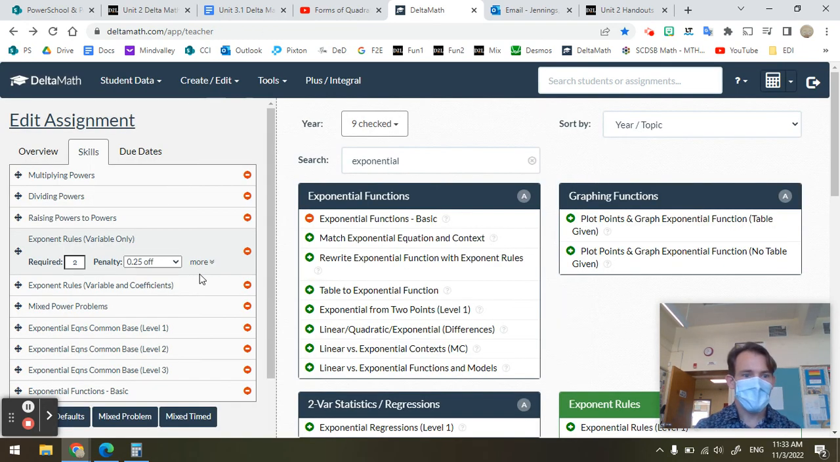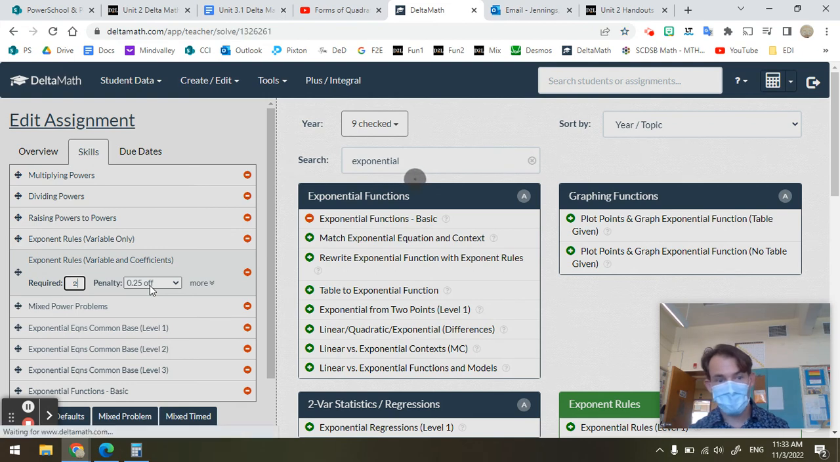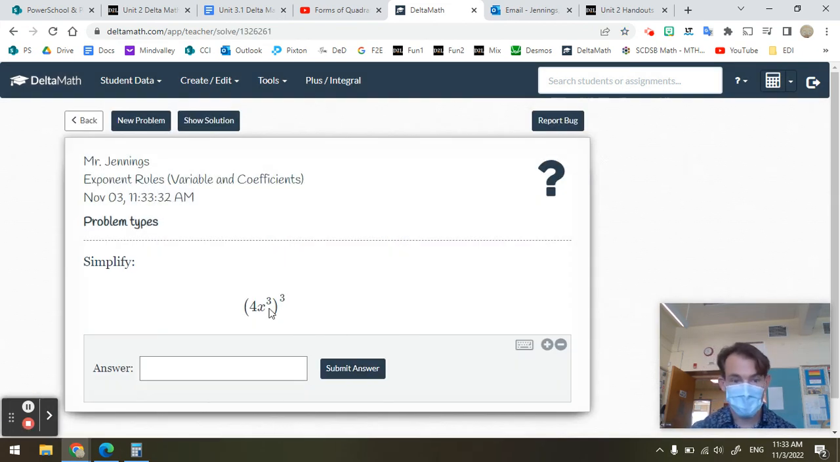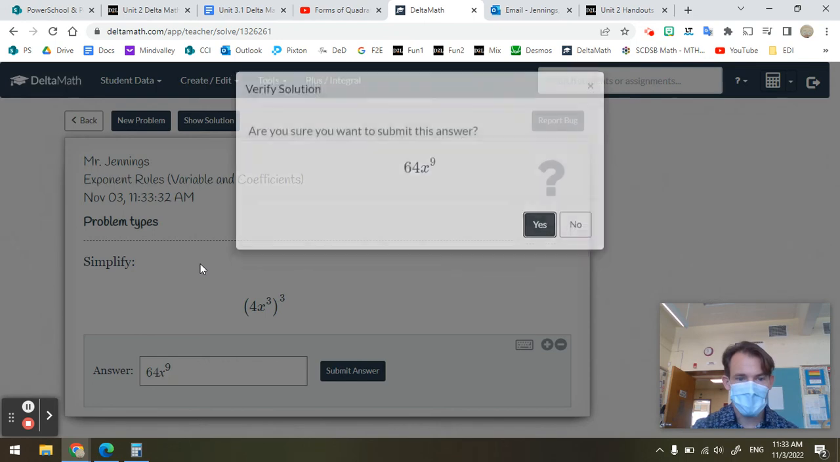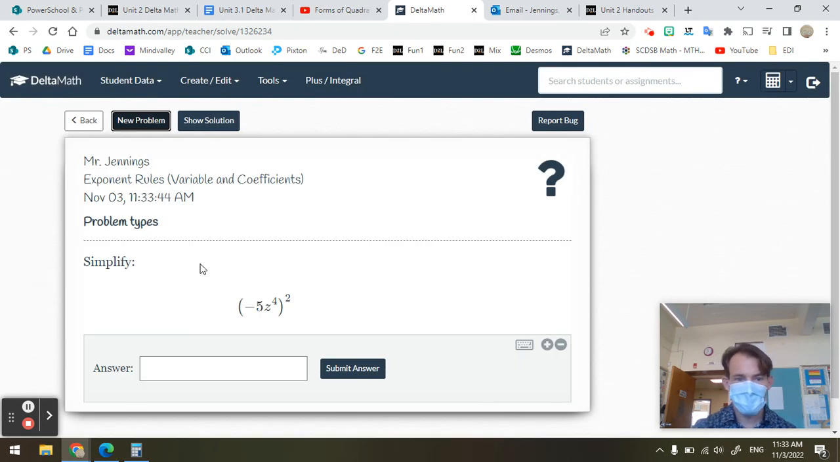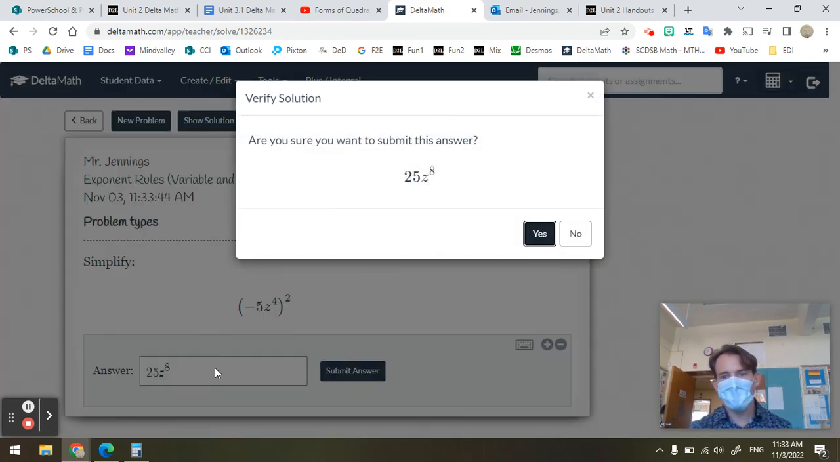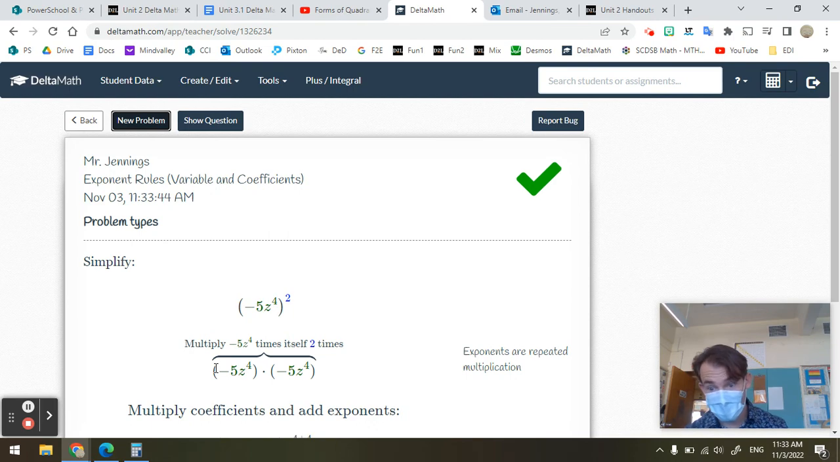So that's that level. And then if you've got variables and coefficients, these are kind of similar to the mixed power problems. Here, this will be 4 to the 3, which is 64, x to the 3 times 3, which is x to the 9. This is how you do these. Negative 5z to the 4 to the 2. That's going to be positive 25. Negative 5 to the 2 is positive 25. Z to the 8. And that's how these ones are done.